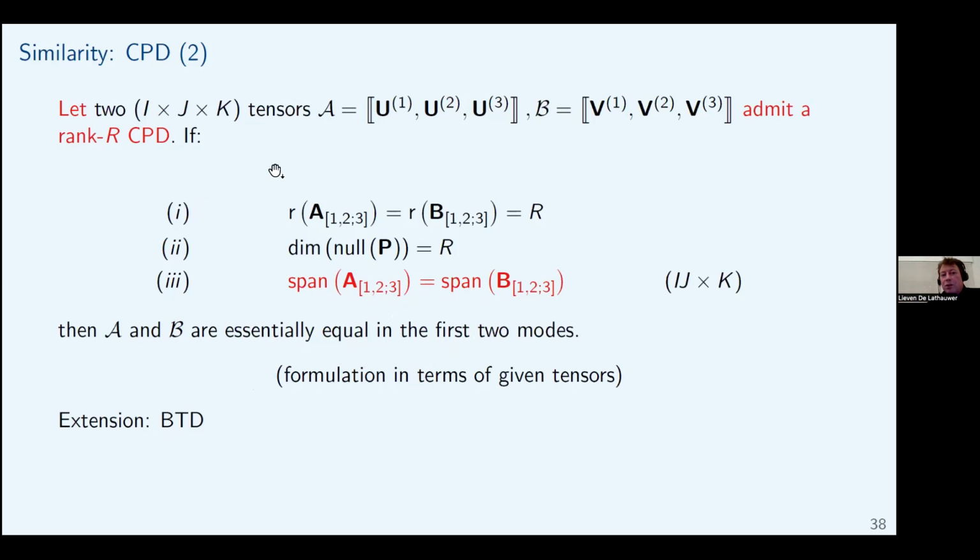So far we assumed that A and B admit CPDs. But maybe you don't even know that. Maybe they admit the more general BTDs, and then it's a complete nightmare.